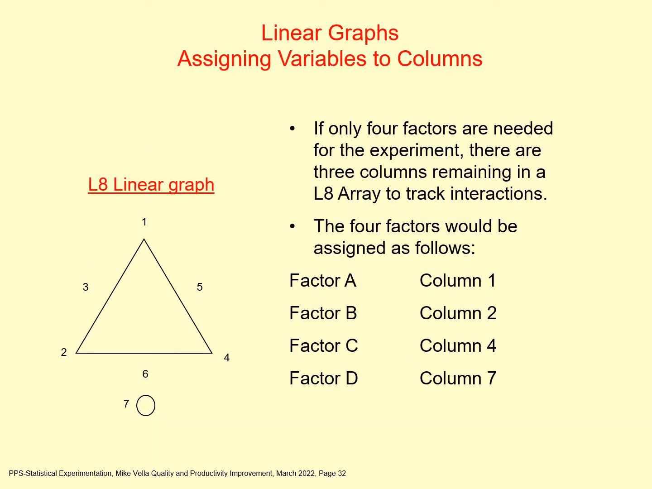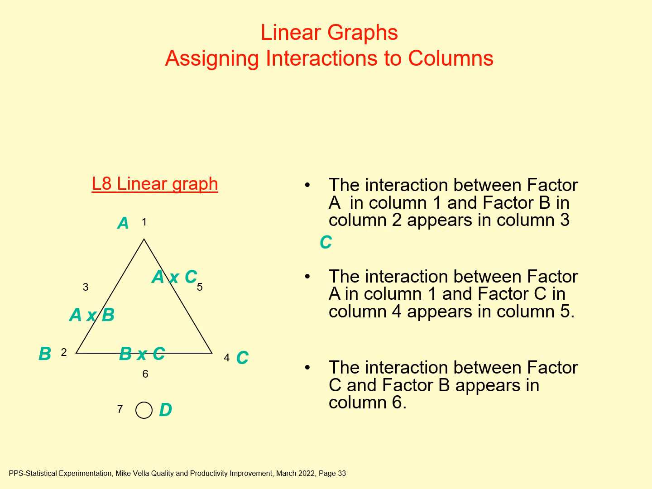If only 4 factors are needed for the experiment, there are 3 columns remaining in the L8 array to track interactions. If, for example, the 4 factors would be assigned as follows: factor A in column 1, factor B in column 2, factor C in column 4, and factor D in column 7. Go to the next slide. Then the interaction between A and C, AC, would fall in column 5. The interaction between AB would be found in column 3, and the interaction between BC would be found in column 6.